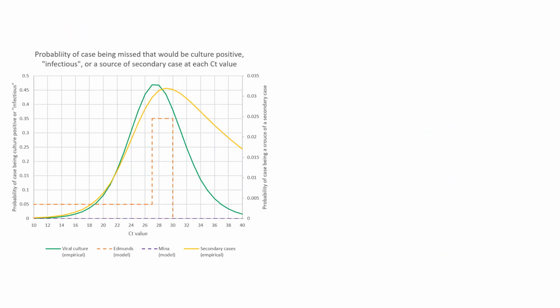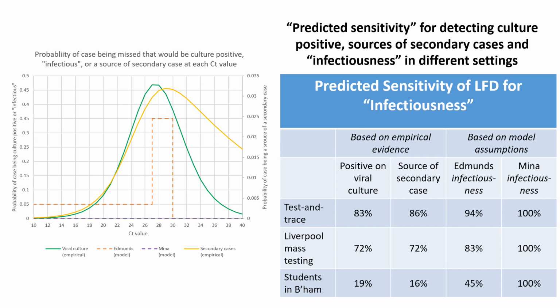Just to show the big impact of this overall then, so these 3 different settings, these are the sensitivity values we've seen already in the first 2 columns. The next 2 are from the models. So the Edmunds model you can see is overestimating sensitivity by 8% maybe in the test and trace data for symptomatics, by more than 10% in a mass testing situation like Liverpool, and more than 25% in groups like the Birmingham students. And the Mina model estimates 100% sensitivity for detecting infectious cases in all scenarios.